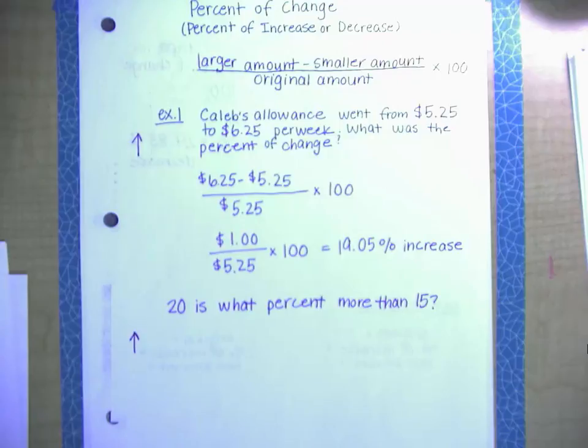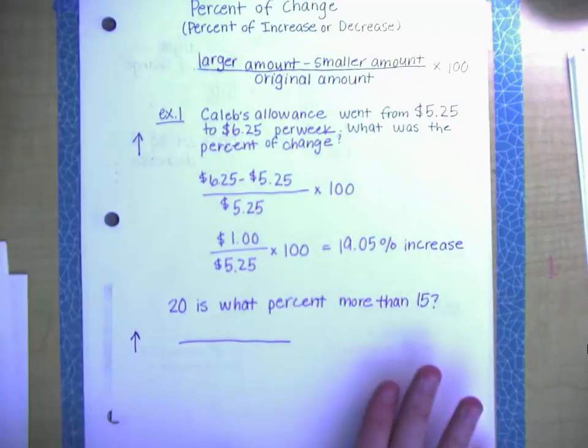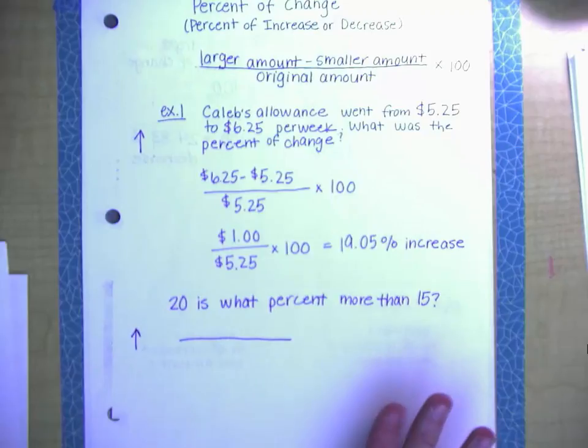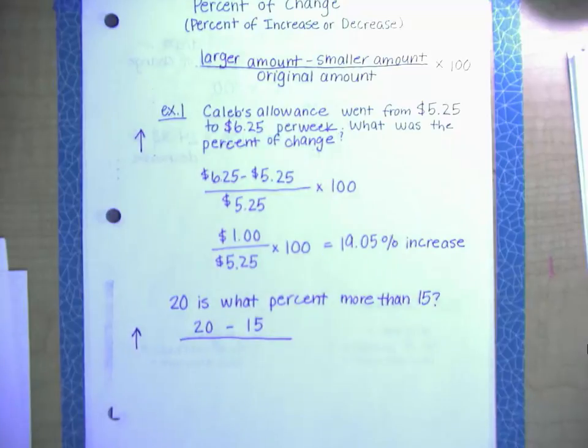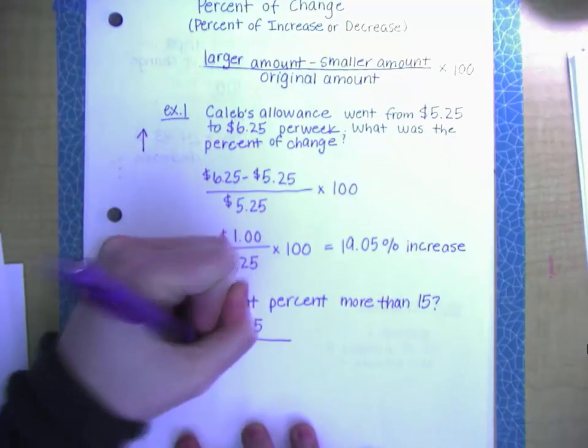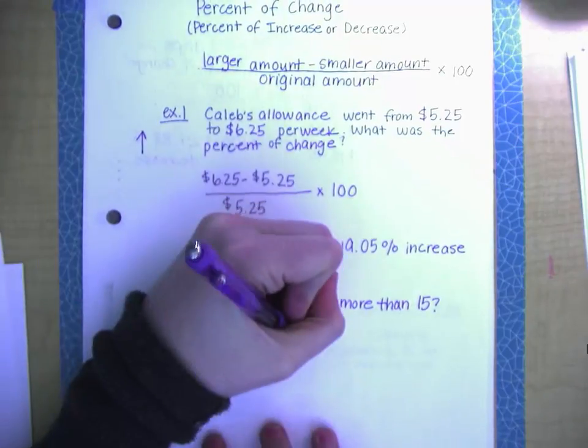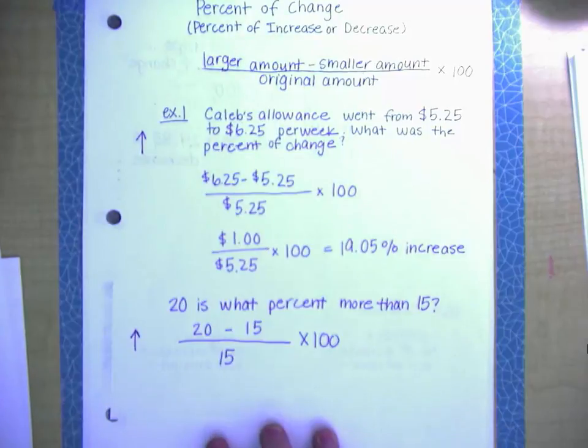All right, so we need to write in our equation the larger number minus the smaller number. So I'm going to write 20 minus 15. And what's my original number? 15. It's 15 because it says 20 is what percent more than 15. So we started at 15 and we're going up to 20. We're increasing to 20. So our original is 15. And then we know we multiply all of that times 100.